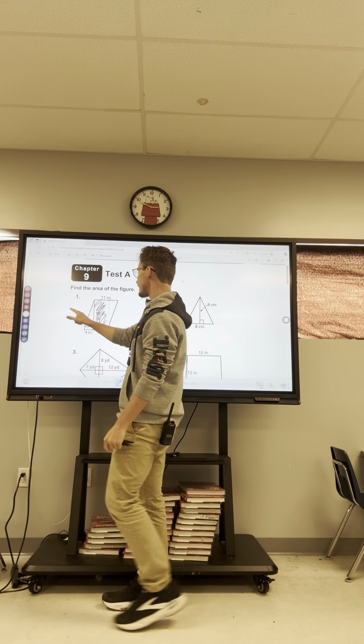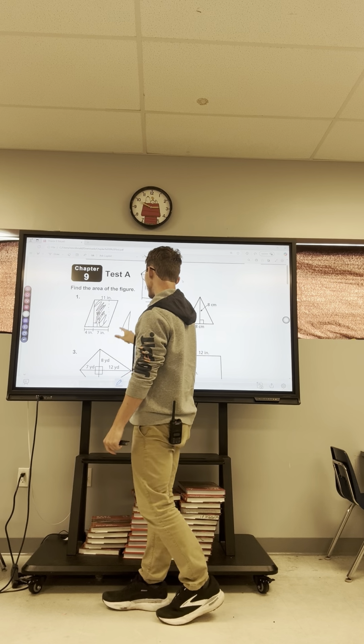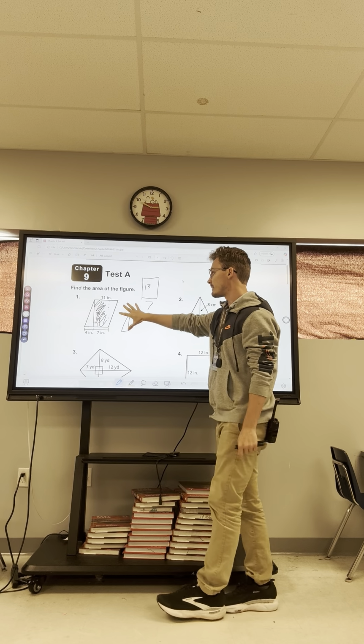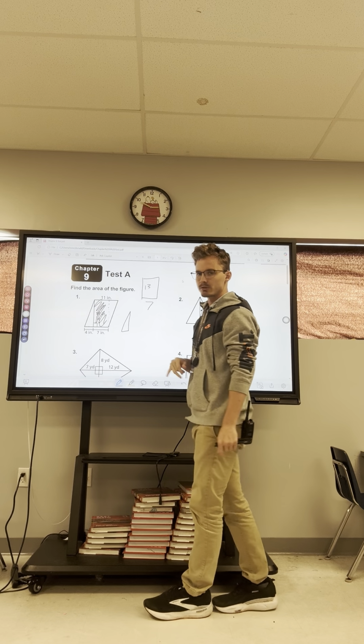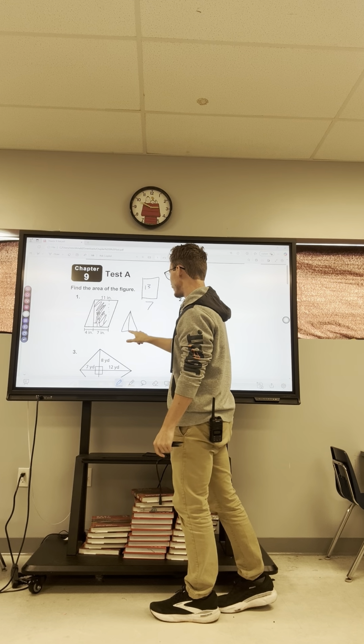Well, they give us one side of the triangle, which is 4, but then they have to remember that this other side is also a triangle, so you actually will combine your triangles.